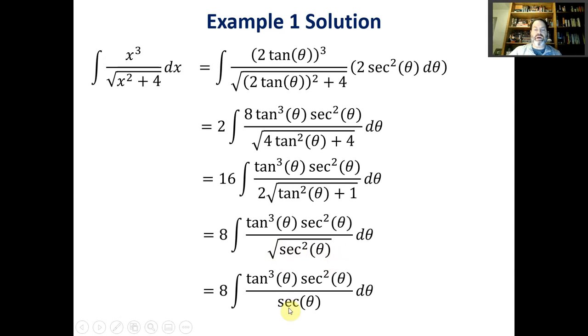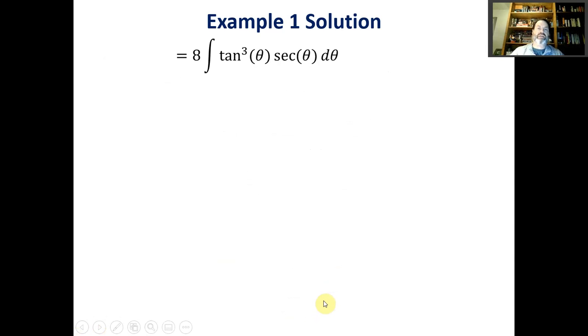Square root of secant squared is just secant theta. You don't need the absolute value there. A lot of times in algebra, if you square something and then take the square root, you need the absolute value. You don't need it for these. I explain in a few slides why you don't need it for these. Now you can see what we have is a secant squared on top of a secant, so we're going to cancel that. And you can see that as we simplify, it starts getting more and more manageable. That's the idea.